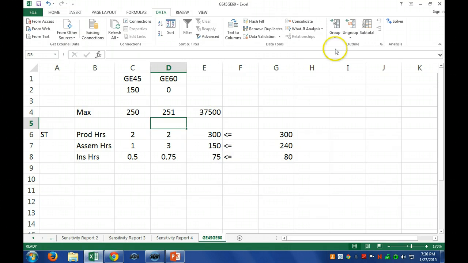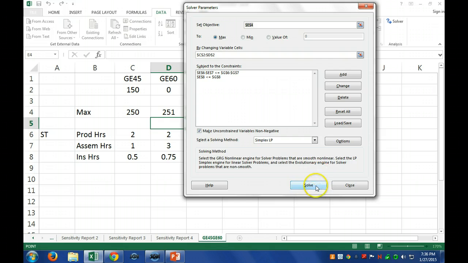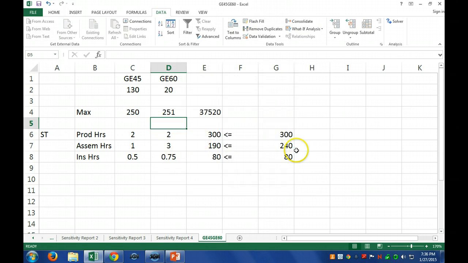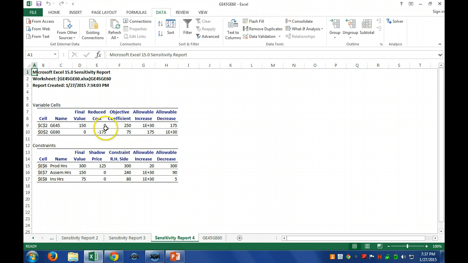They're going to be profitable enough now. Click solve. And now you see we start making those things again. So the reduced cost, if we have it, okay, not always will we have it. When we're making something, we don't have a reduced cost. Reduced cost tells us two things.